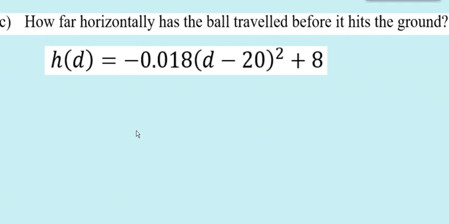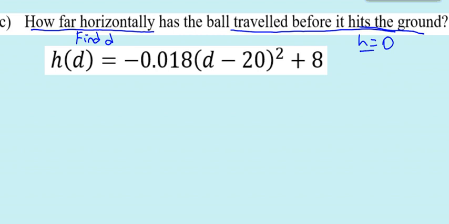So let's look at part C. It's not about the vertex. It says, how far horizontally has the ball traveled before it hits the ground? So when it's asking me how far horizontally has it traveled, it's saying, hey, find D. And if I'm finding D, I must know something about H. Well, it's telling me to find D when H hits the ground. Well, what is the height when an object hits the ground? Ground is literally ground level, or a height of 0. So algebraically, this question says, let H equal 0 and solve for D.